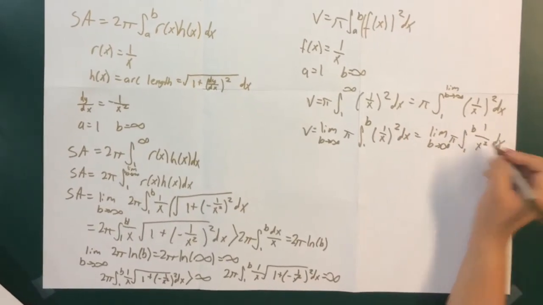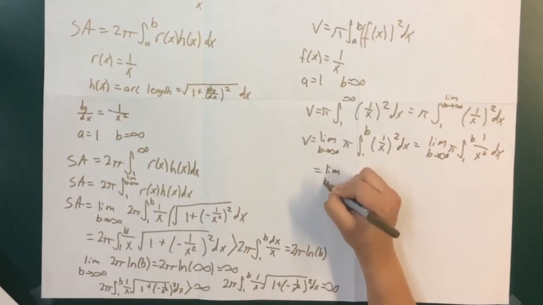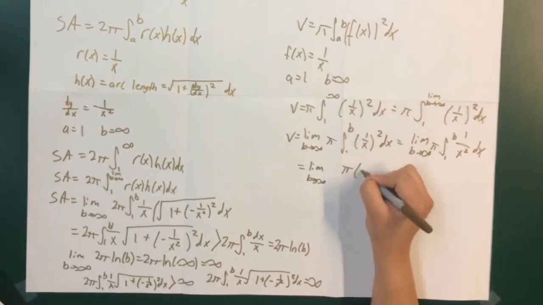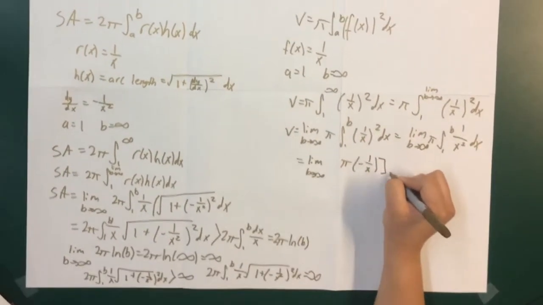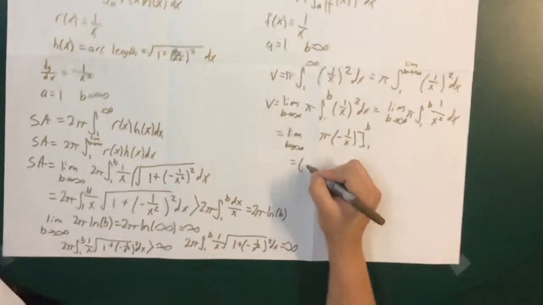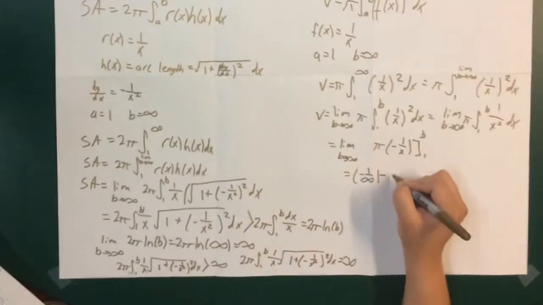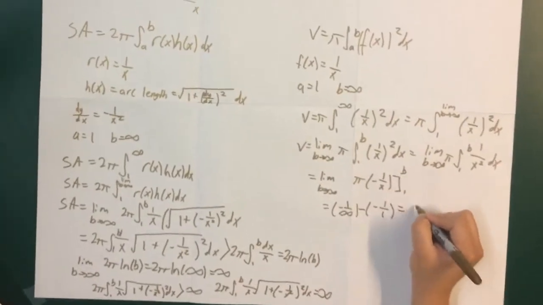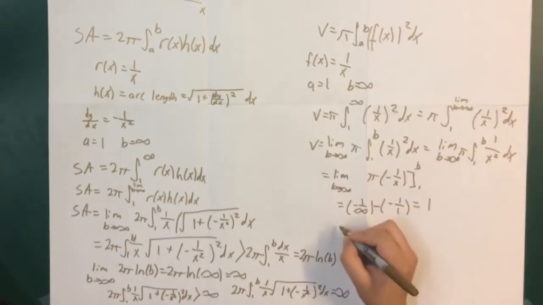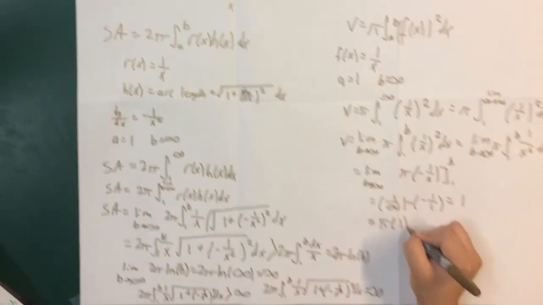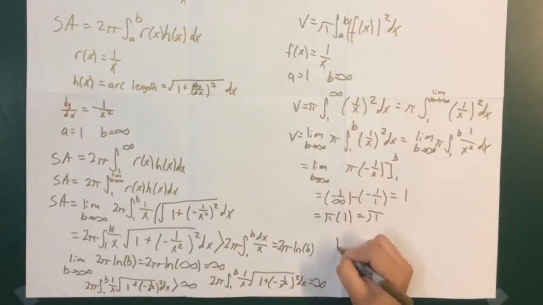From here we continue to evaluate the integral as normal, and we see that the integral is equal to negative 1 over infinity minus negative 1 over 1, which is equal to 1. As such, the volume is equal to pi times 1, or pi, and thus the volume is pi, which is a finite number, thus showing how Gabriel's horn is one such object where surface area is infinite and volume is finite.